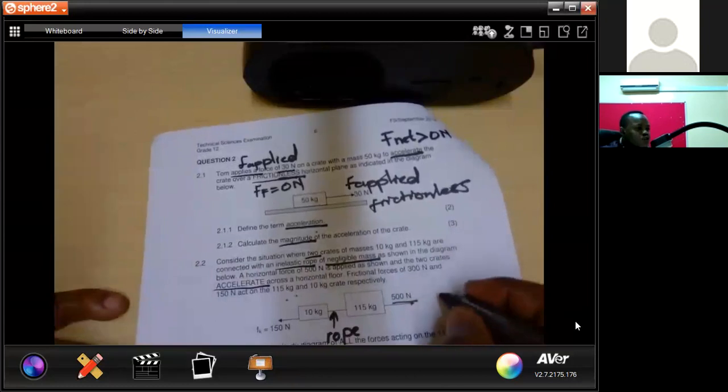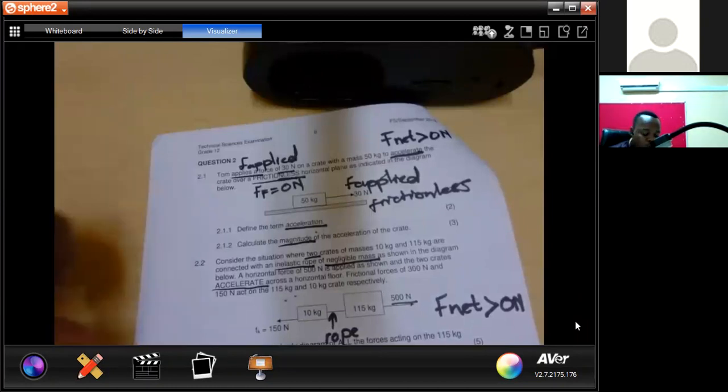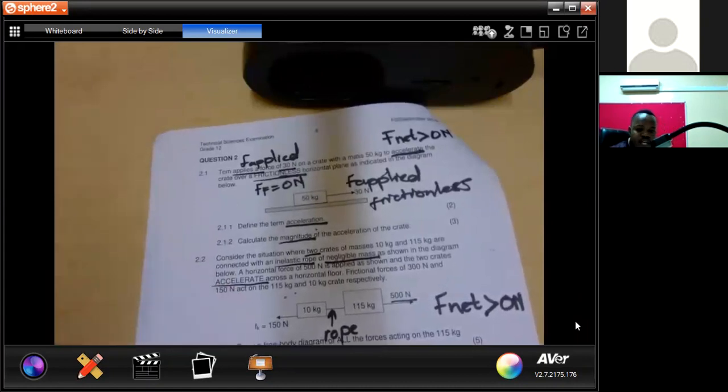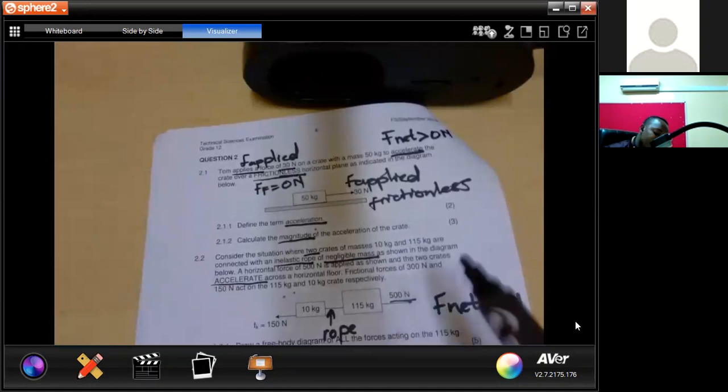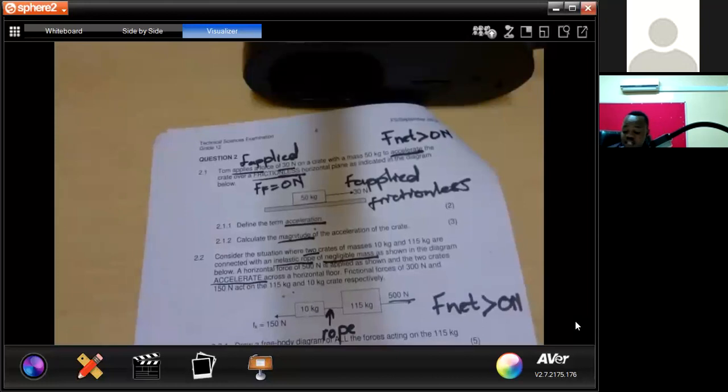So the net force will be greater than 0 newtons, because Newton's second law of motion tells us that when a net force acts on an object, it accelerates in the direction of the net force. So when we accelerate, it means there is a net force, because the object will be accelerating in the direction of the net force. Then they ask: frictional forces of 300 newtons and 150 newtons act on the 115 kilogram and the 10 kilogram crate respectively.